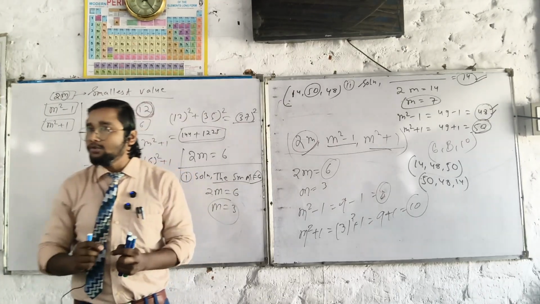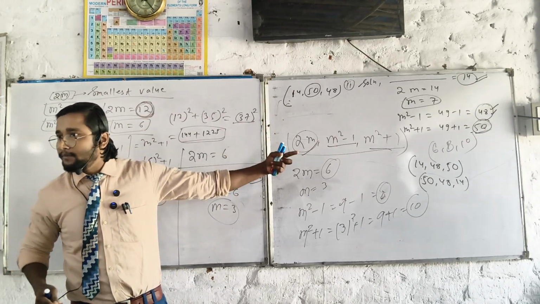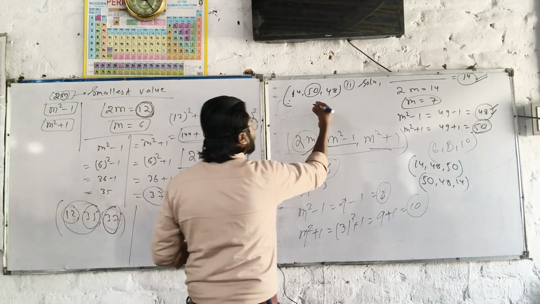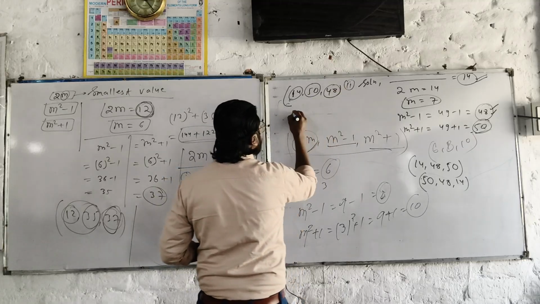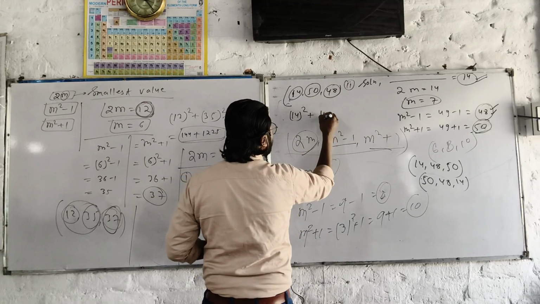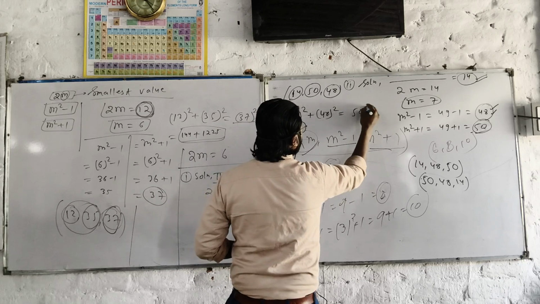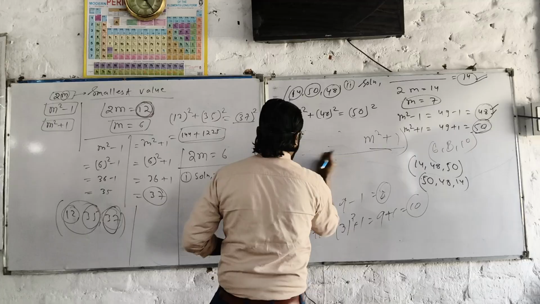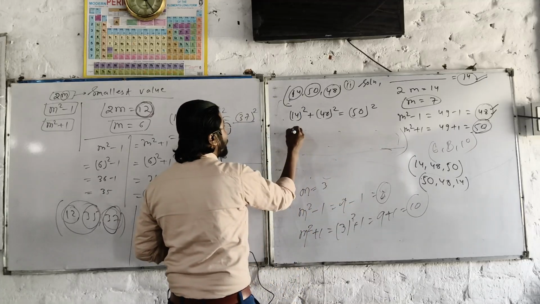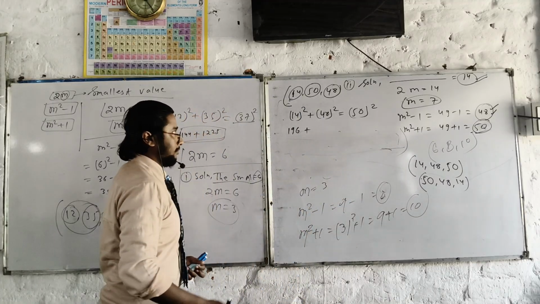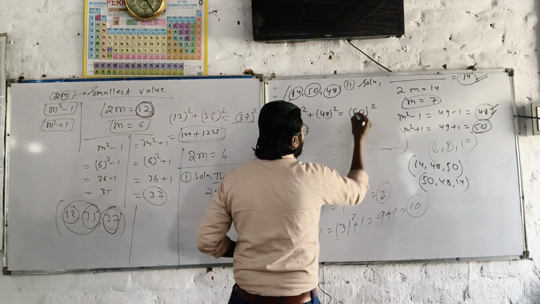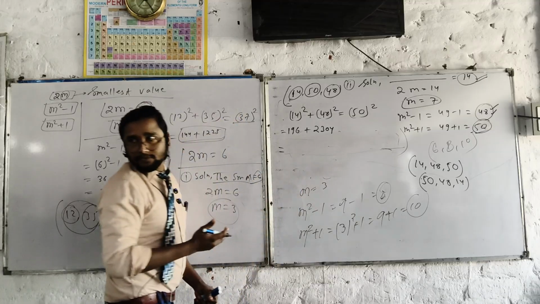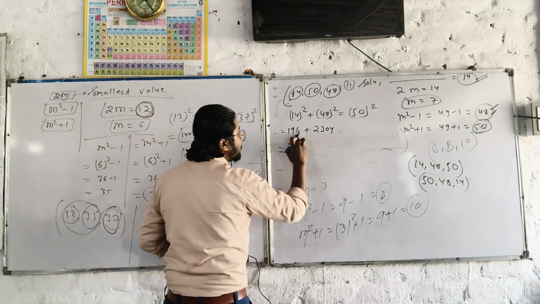First of all, if somebody asks you whether these numbers are a Pythagorean triplet or not, you will check it. The sum of the squares of the two smallest numbers. What are the smallest numbers here? 14 and 48. So you can say 14 square plus 48 square equal to 50 square. Now, 14 square is 196. 48 square is 2304. 2304. Okay, that's great. 6 plus 4.